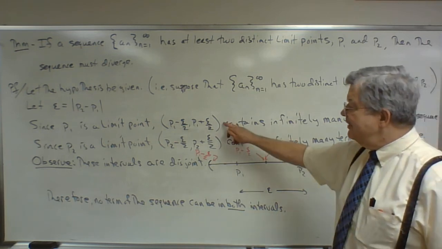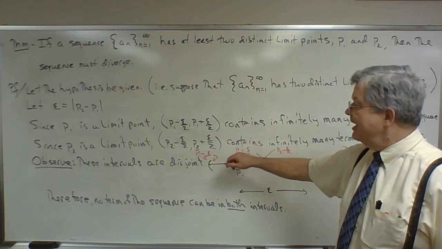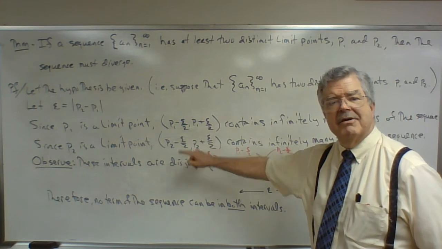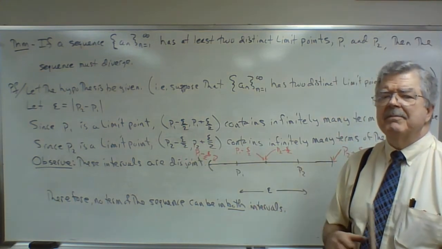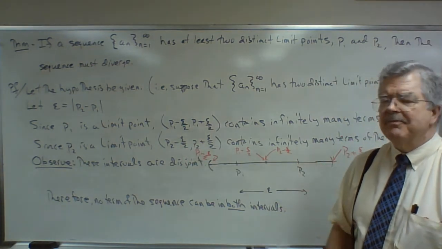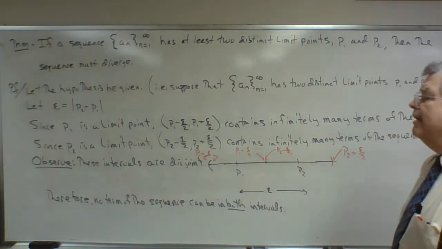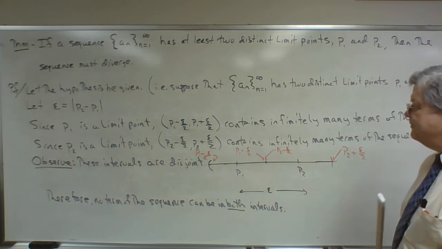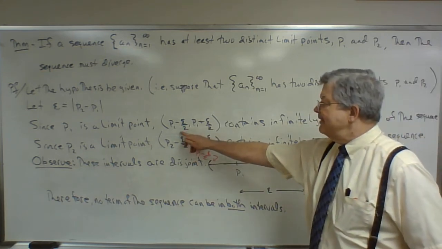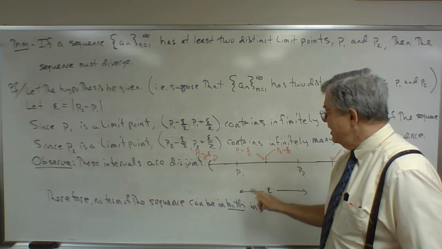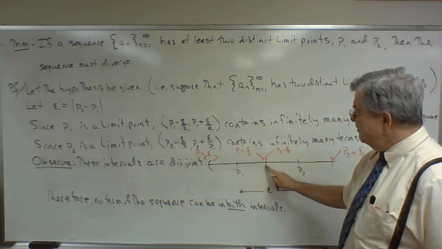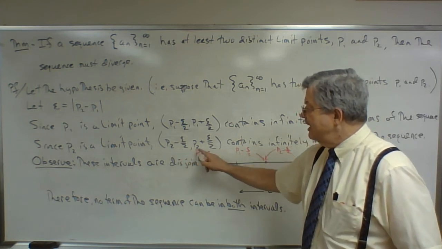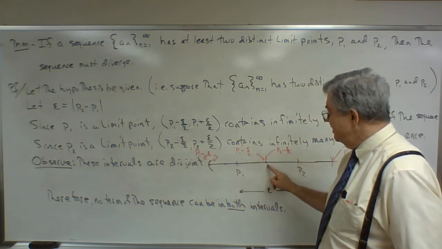In other words, these intervals don't overlap. The endpoint of this interval is the same as the endpoint of that interval, and the intervals are open, so they don't contain the endpoints. So we observe that these two intervals are disjoint. The interval P1 minus epsilon over 2, P1 plus epsilon over 2 ends right here, and this is exactly where the interval P2 minus epsilon over 2, P2 plus epsilon over 2 begins.